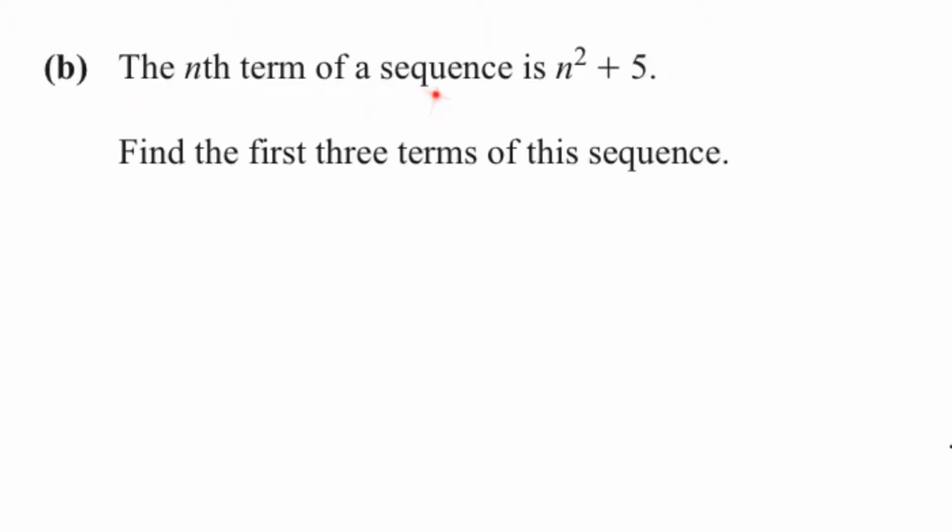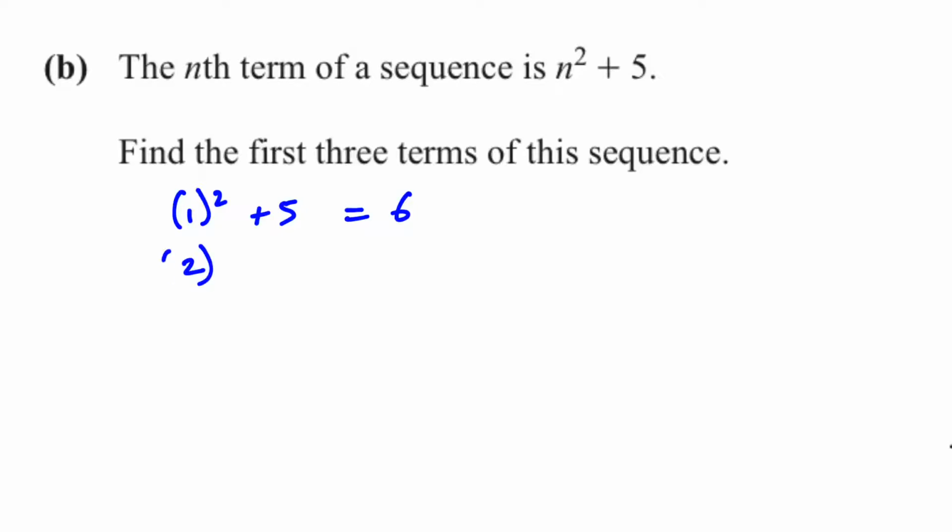Question number B. The nth term of a sequence is n square plus 5. Find the first 3 terms of this sequence. This is a very easy question. You just have to replace n first with 1 for finding the first term. So we will get 1 square plus 5, which is 6.